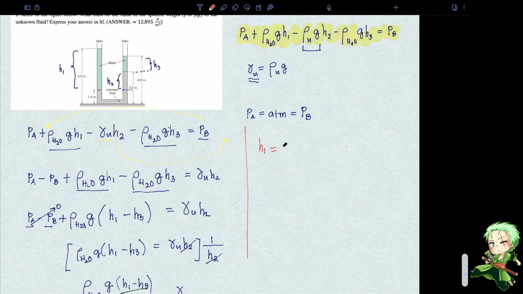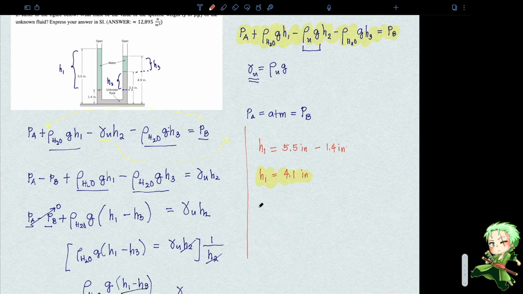So that means that H1 will just be the entire length from bottom to top, which is 5.5, and then you subtract 1.4 inches from it. And when you do that, you'll have H1 is equal to 4.1 inches. Okay, so that is the value of H1.